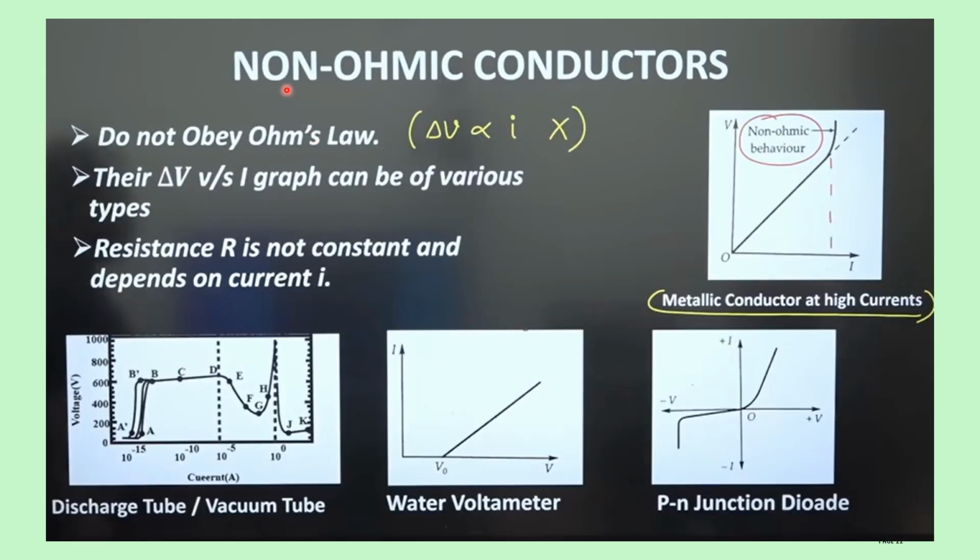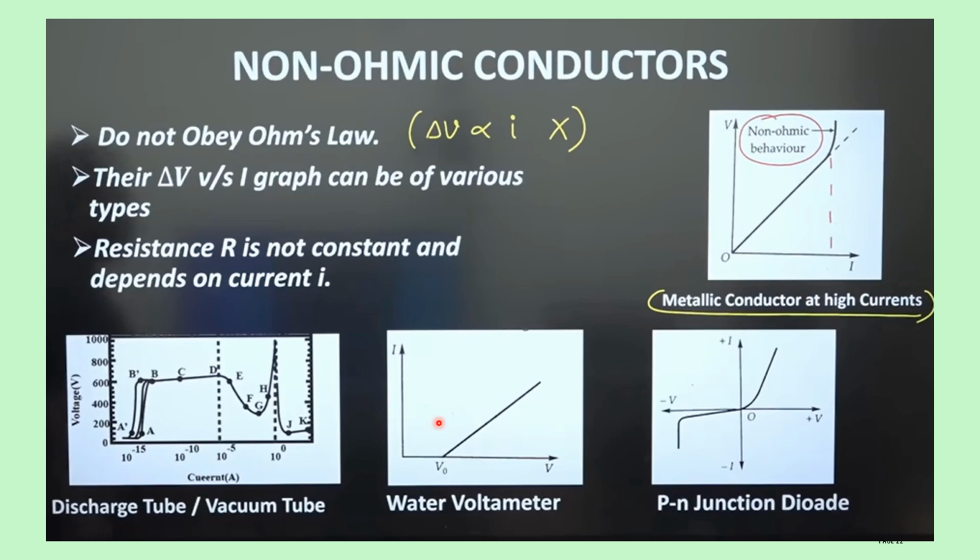Let us consider the next one, non-ohmic conductors. First point, they do not obey Ohm's law. Non-ohmic conductors will not obey Ohm's law. Their delta V versus I graph can be of various types. Let us study with an example here. Discharge tube and vacuum tube. Here, if you plot a graph between delta V versus I, you will get a curve like this. This curve will not pass through the origin. The shape of the curve changes at different intervals of current. Therefore, this one will not obey Ohm's law.